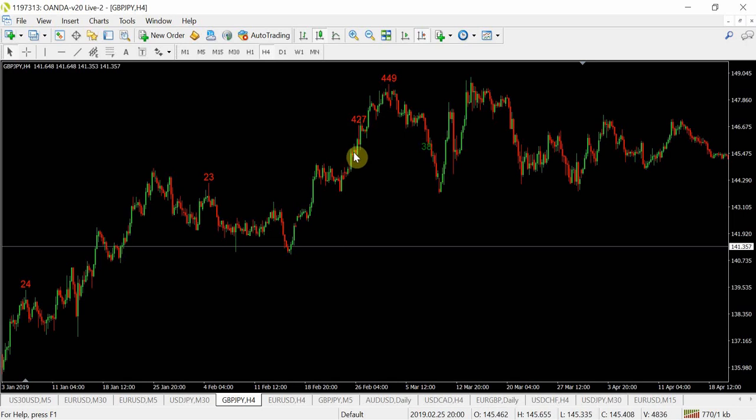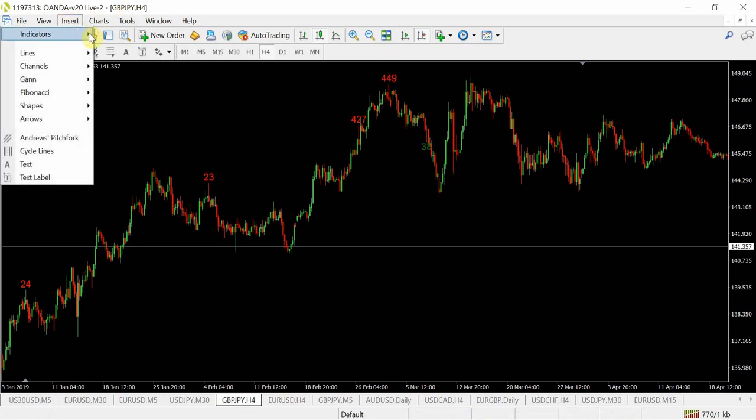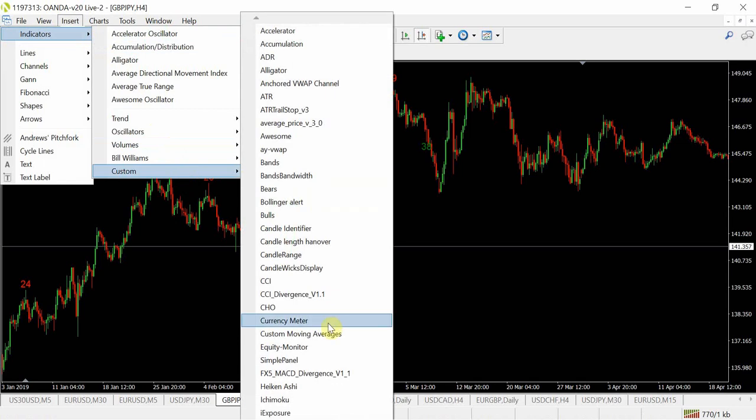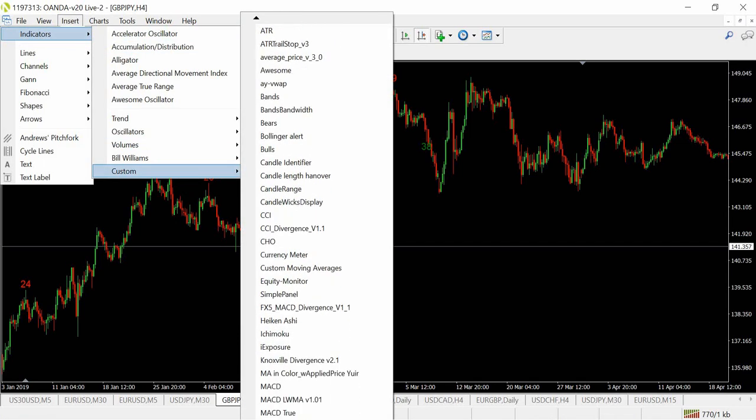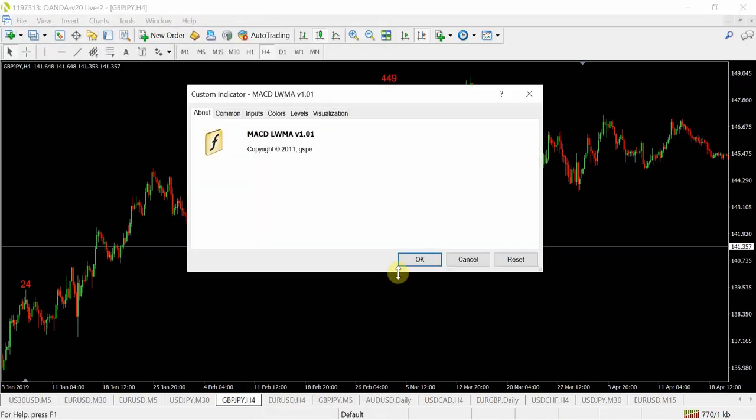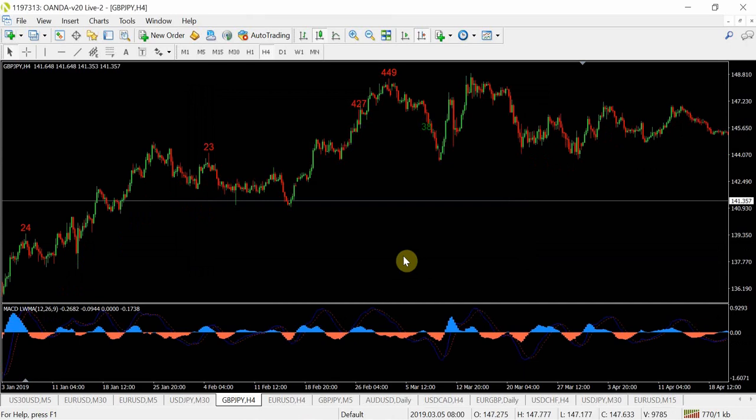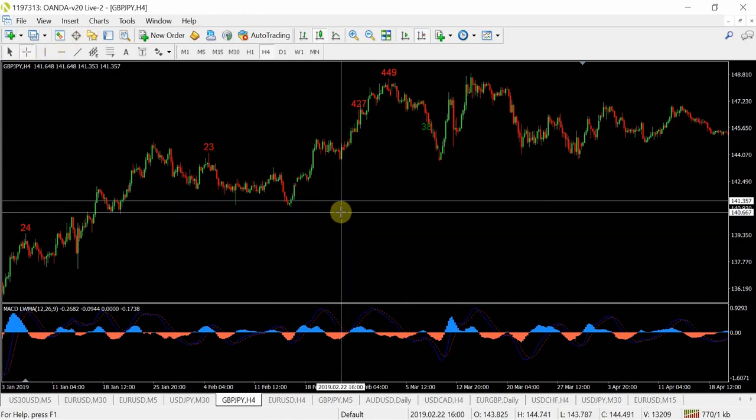But this is where risk management comes in. If you go a few bars later, you get another one forming at 449, again showing a potential situation for a reversal, and then we get a nice reversal here. What I'm going to do is put the MACD on to see if there was any divergence.